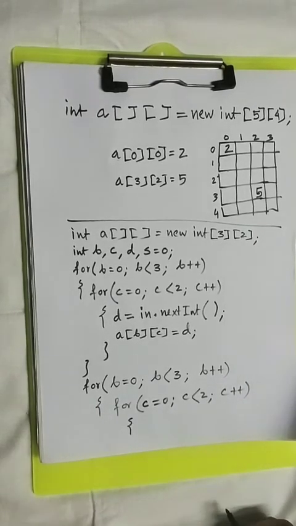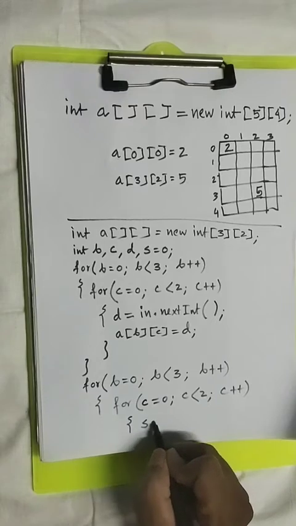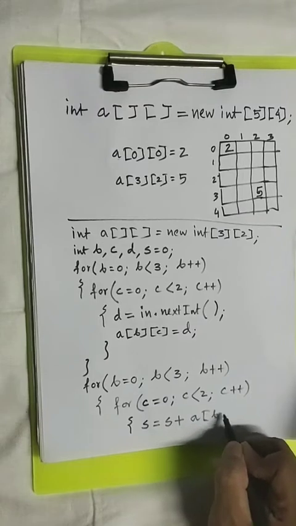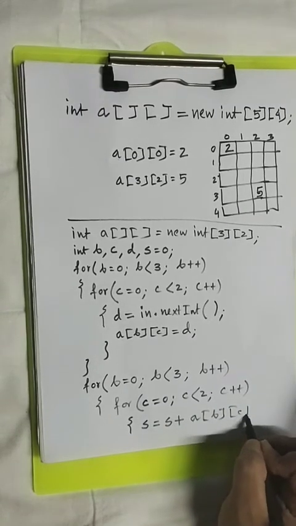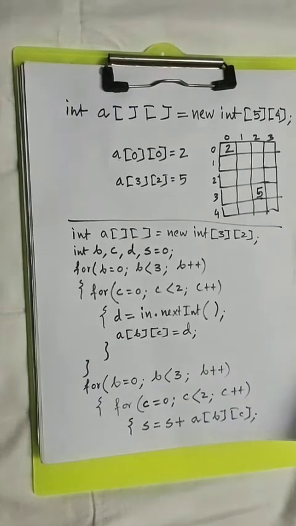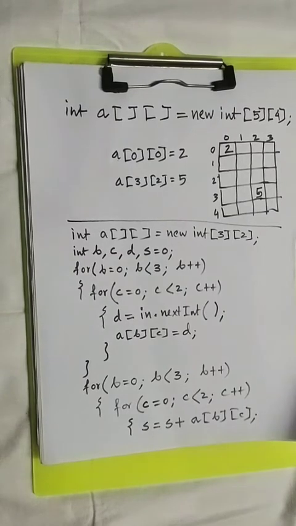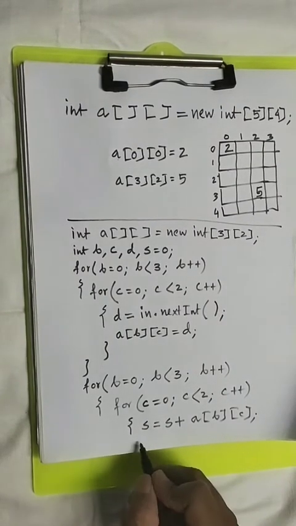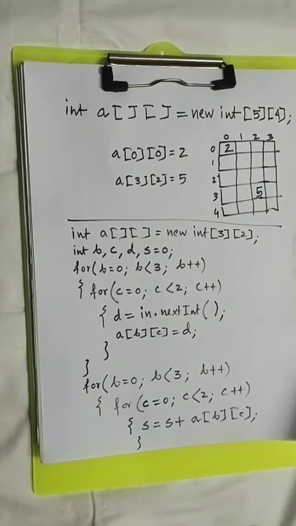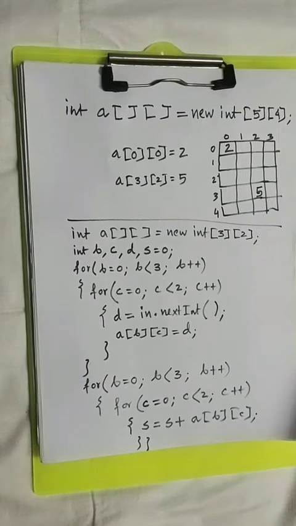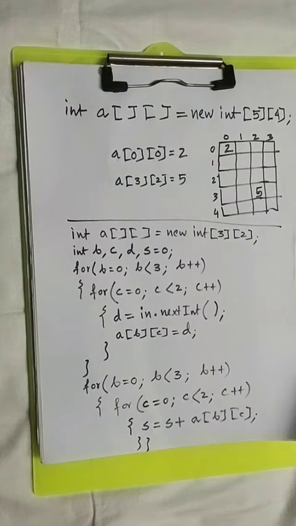Now we can calculate sum. S equal to S plus A, B, C. That is the number which is in A, B, C, that means in A array, B number row and C number column will be added with S. We complete the second for loop, then all the numbers in that particular column is added. Then I complete the first for loop, then all the numbers in the array are added to S accumulator.